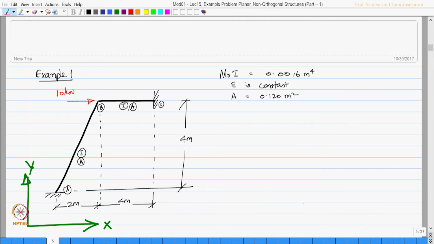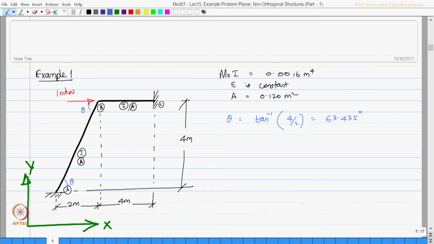Okay. I think from simple geometry I can find this angle theta. Theta is actually tan inverse of 4 by 2, which is going to be 63.435 degrees. By this logic, this angle is also theta.